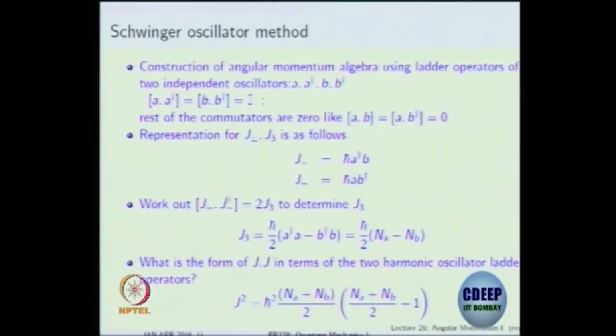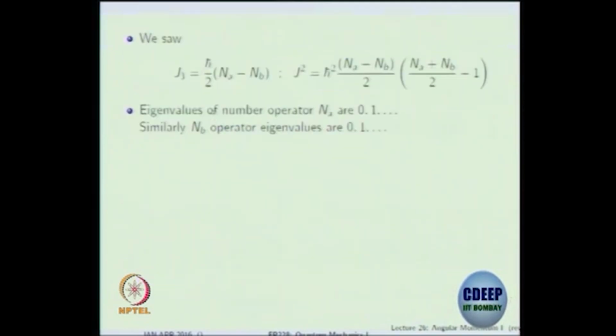Is that clear? So what next? J3 operating on eigenstate and J squared operating on eigenstate, they are simultaneous eigenstates, right? Because J squared commutes with J3. So what are the eigenvalues of the number operators of a harmonic oscillator? It starts from 0. The number operator eigenvalue starts from 0 and goes on. There is no upper bound.